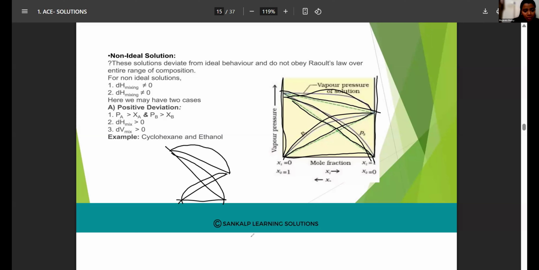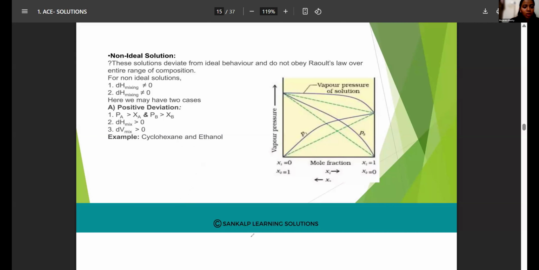Then remember this: enthalpy of mixing of pure components should be greater than 0. And again, volume of mixing should be greater than 0. So remember these points and look into one example. They'll ask you for an example.